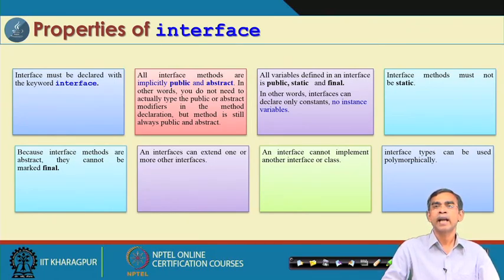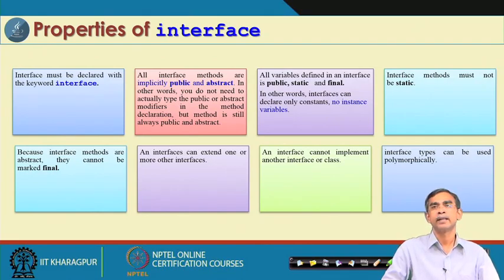Then all methods are abstract, but not final, and you can note that these are the differences between your abstract class and this interface. In addition to these, an interface can extend one or more other interfaces, which we have already discussed. An interface cannot implement another interface or class; that is not possible. Only a class can implement an interface, but the reverse is not possible.